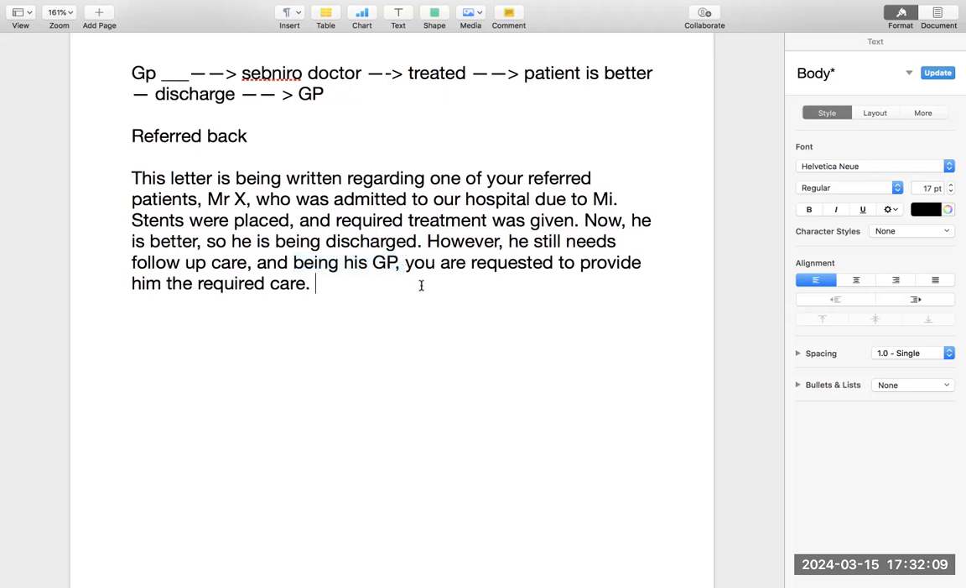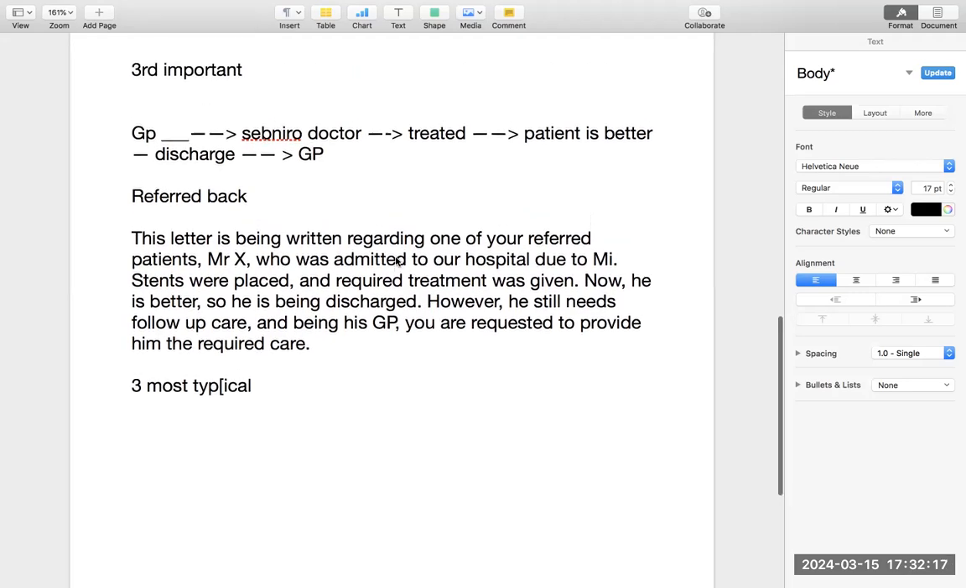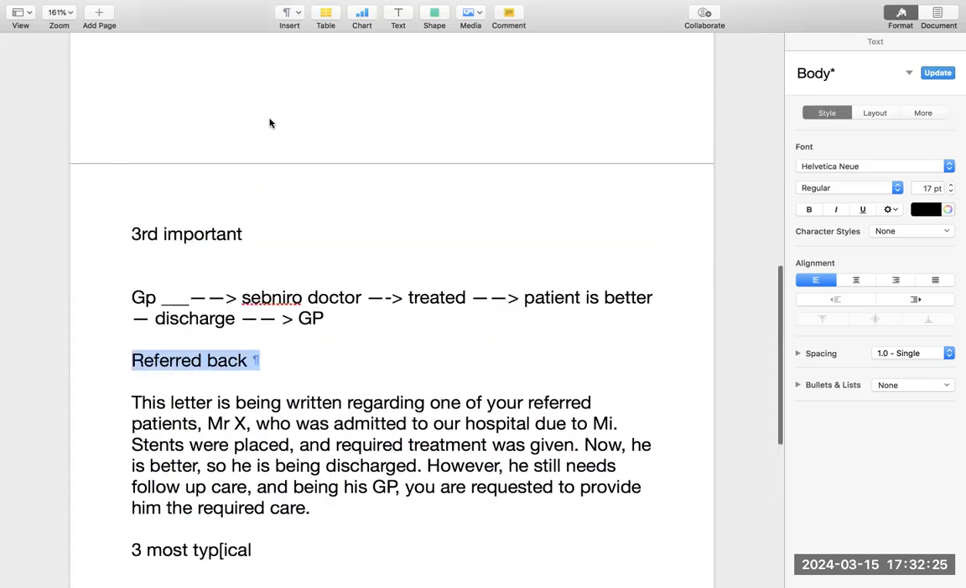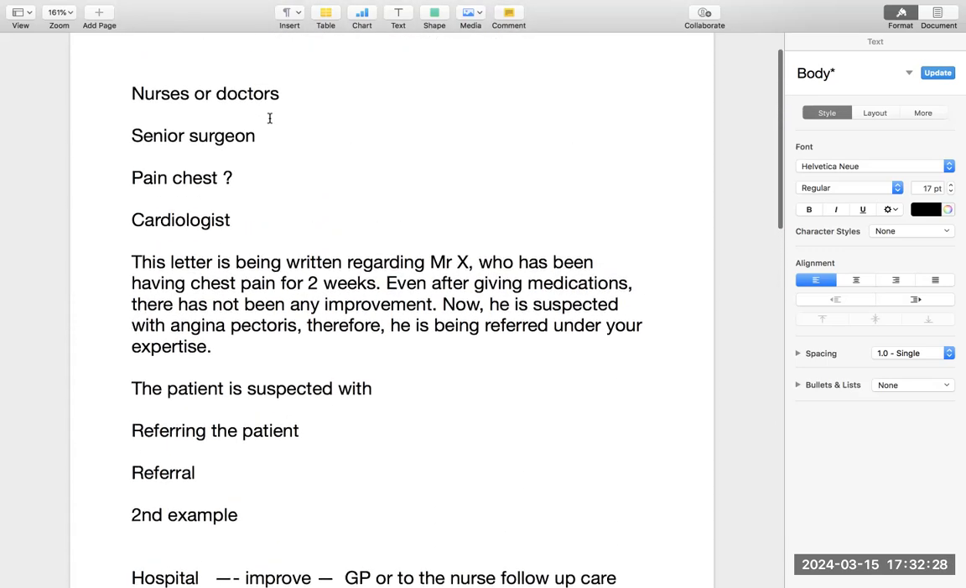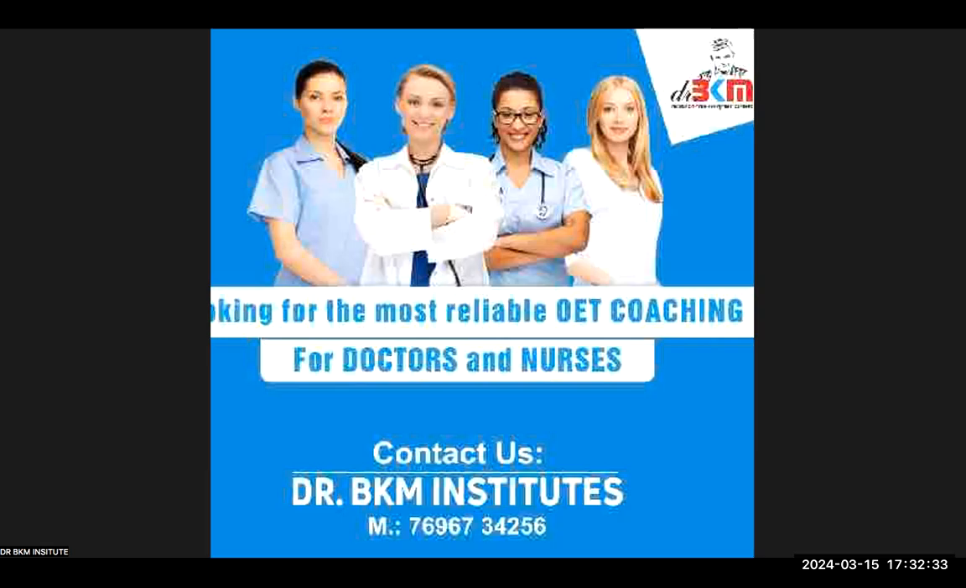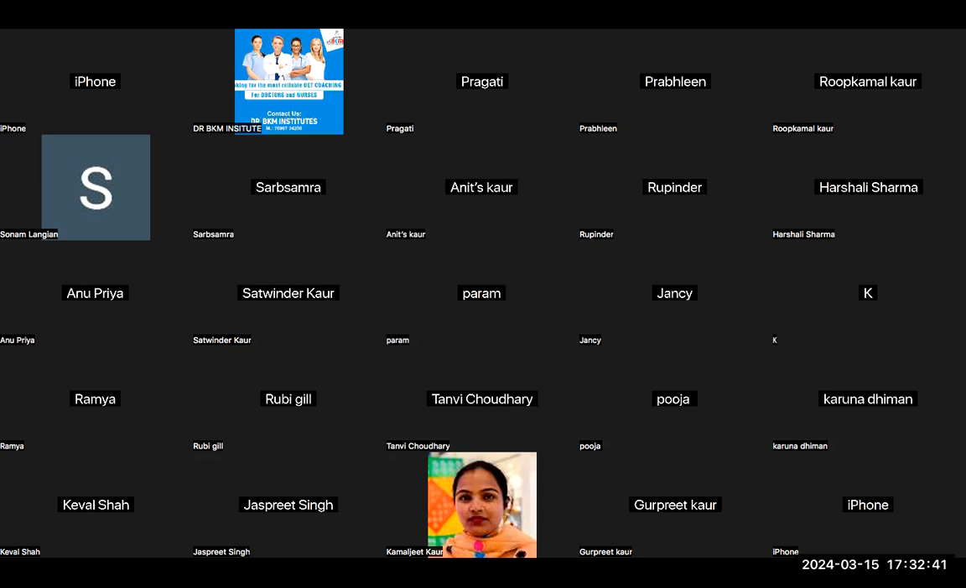Perfect. These are the three most typical kinds of OET letter. And in every letter you are using referred. In this, you cannot say referral, but you can say again you are referring the patient back to the GP. That is why it is known as the referred back letter. So please don't confuse yourself when I ask you what kind of exam came and you say, sir, it was a referral. Every letter is a referral letter because you are referring the patient to someone. And that is the best part. See, in 20 minutes, you can cover the whole OET letter basics. This is how easy OET writing is.